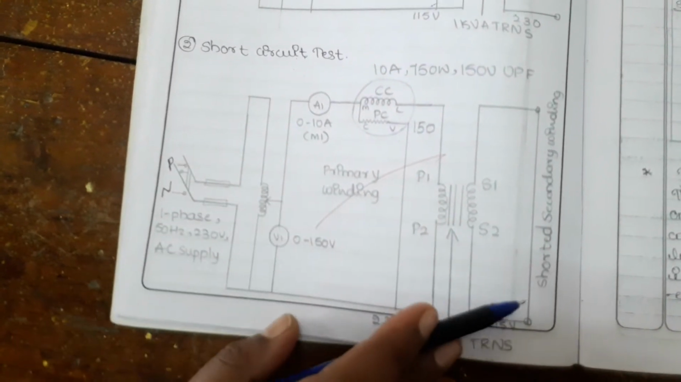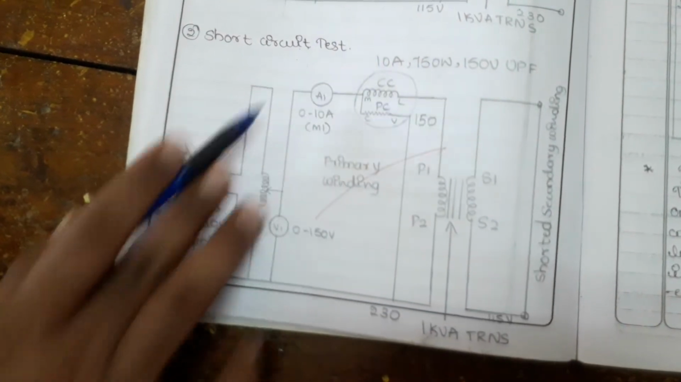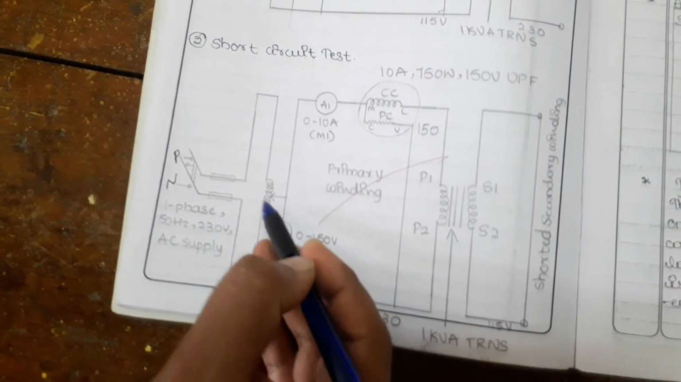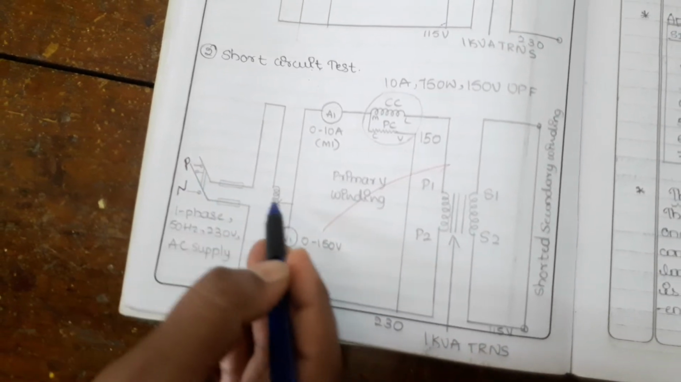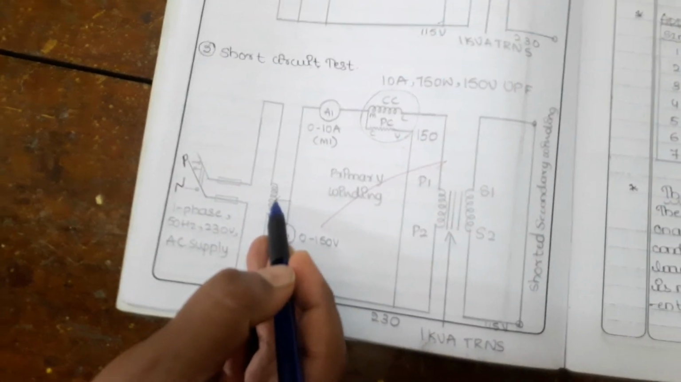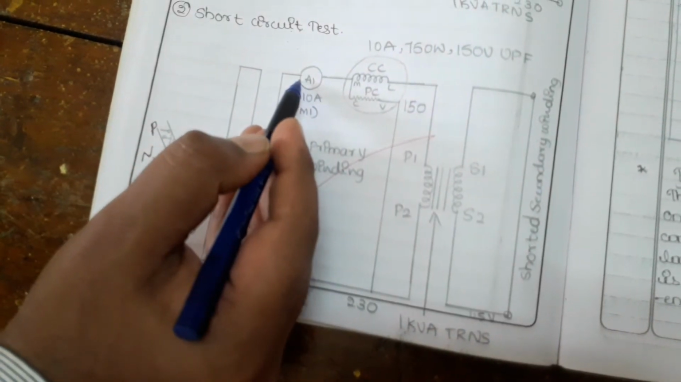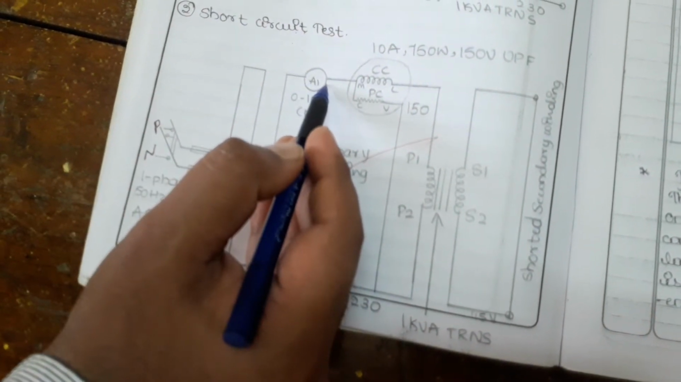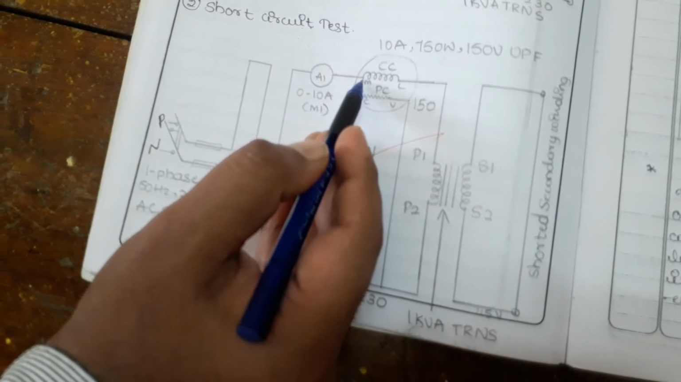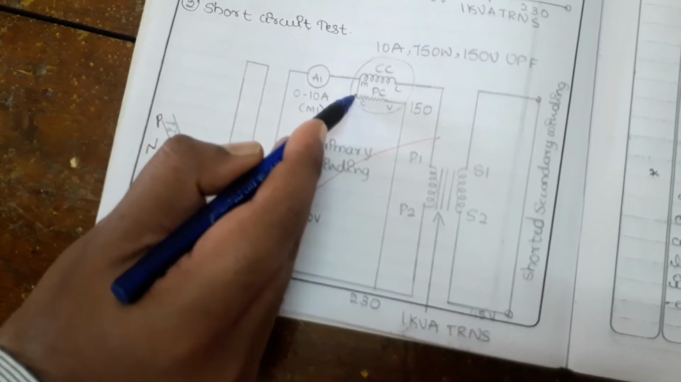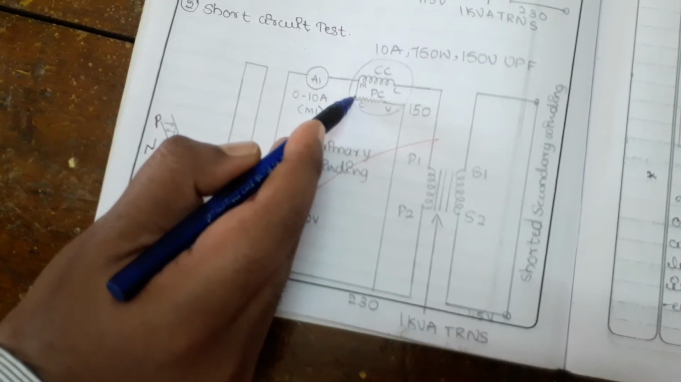Only thing is that the LV we have to short it, and all the instruments should be connected on the primary side. That is, input is given to the single phase auto transformer, and from the auto transformer we are going to connect it to the ammeter. The ammeter's other terminal is connected to the M point of the wattmeter. M and C of the wattmeter will be shorted using a flexible patch cord.